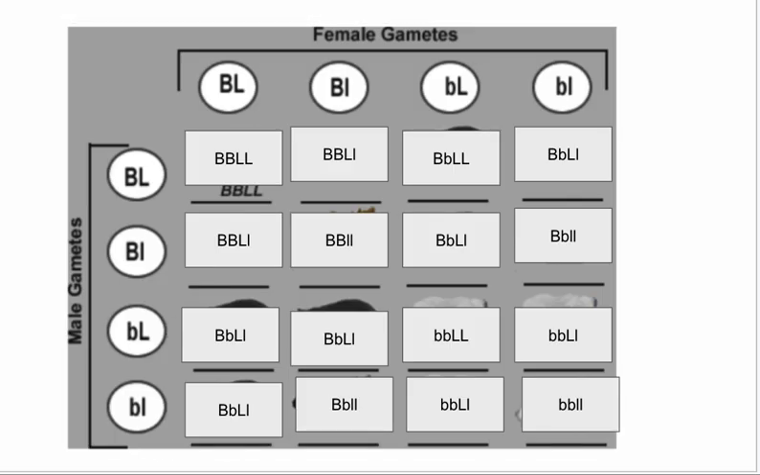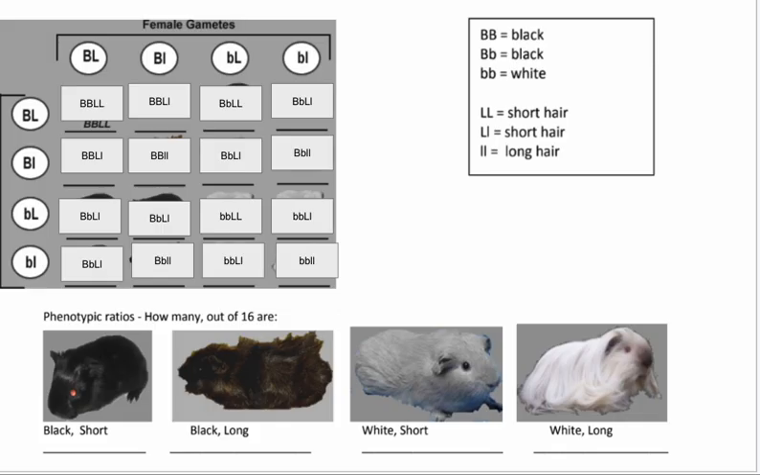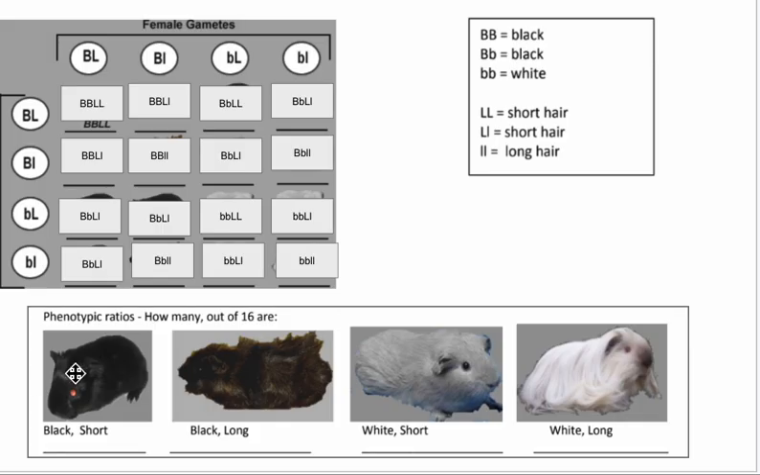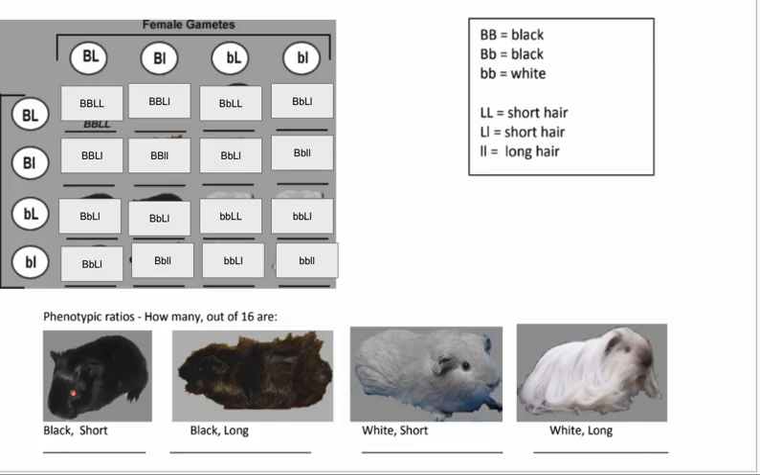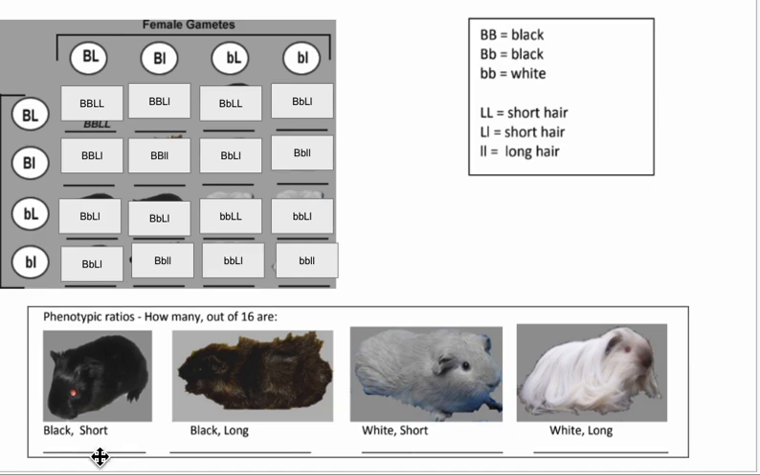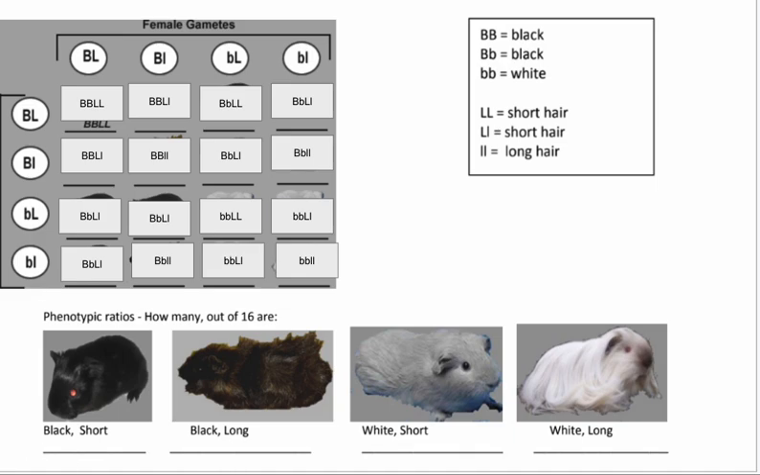Once these are all filled in, you can go and look at the bottom part. We need to figure out the phenotypic ratios. So how many out of 16? How many have black and short fur? How many have black and long fur? How many have white and short fur? And how many have white and long fur? And here it gives us our genotype. So if it's homozygous dominant, it will be black fur. If it's homozygous recessive, it will be white fur. And then same for short and long hair.